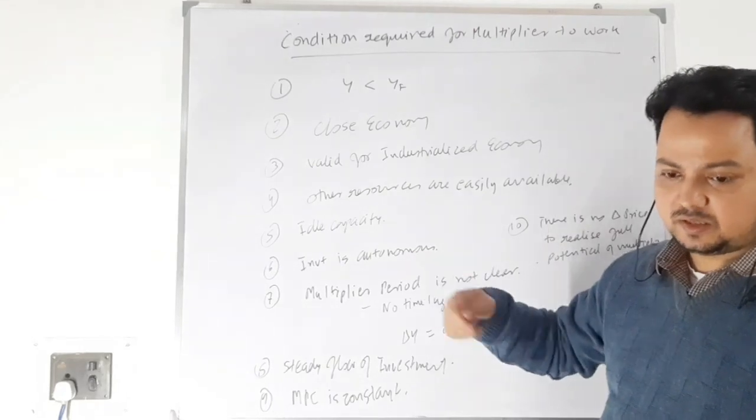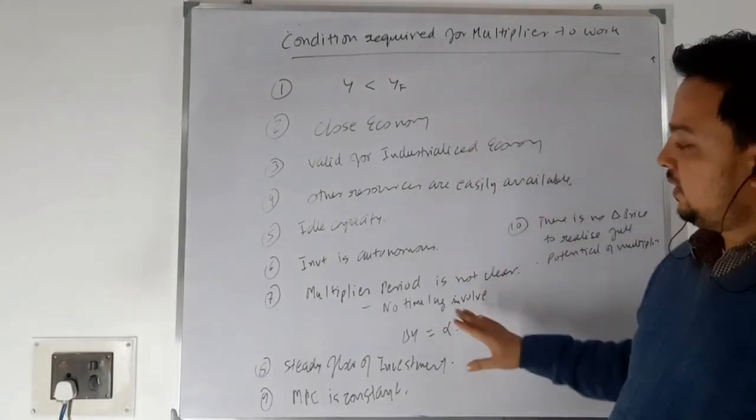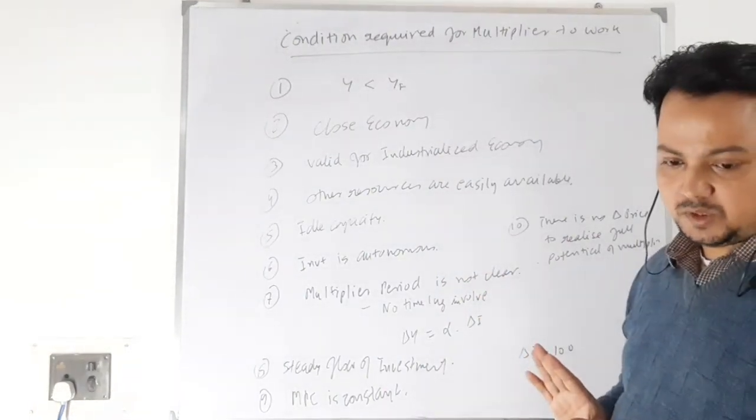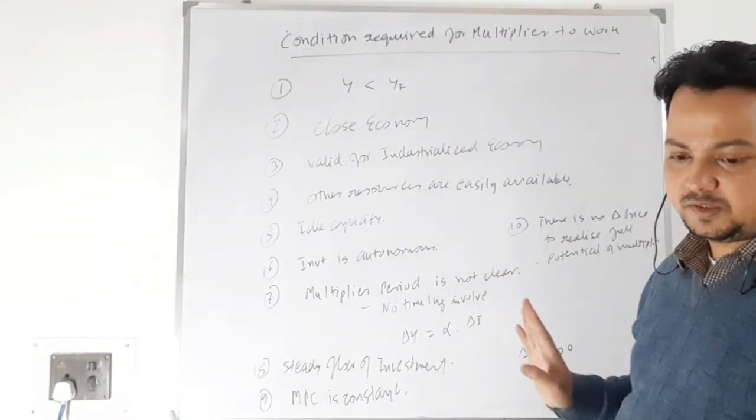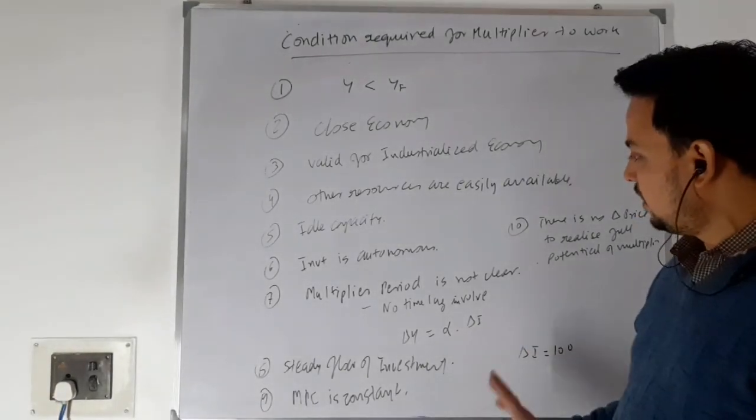There is an increase in demand, and there is a time lag involved. So these are the limitations we have for the working of the multiplier, and it is valid for the capitalist economy, not for the developing country. So I will stop here for today. Okay.